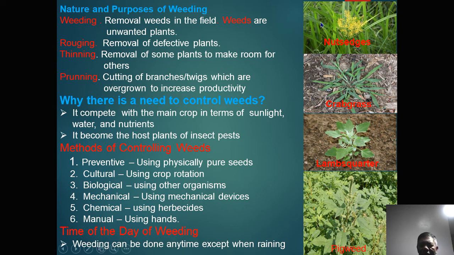So these are some examples, and if you have your internet connection, please explore. There are several kinds of weeds which you can see, and of course part of your stacking of knowledge.